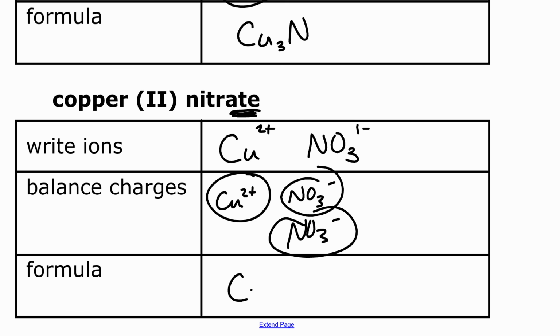So my formula will be CuNO3, and I need 2 of those. So remember, we put those in brackets and put a little 2 down there. This will be the formula for copper 2 nitrate. You want to practice those. Try some of the online quizzes and any other help that you can get, just so you're very confident in working with type 2 compounds.